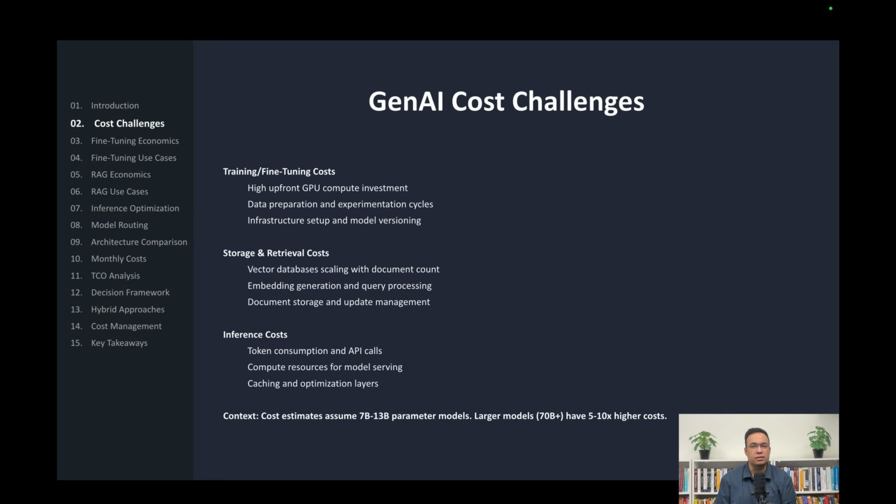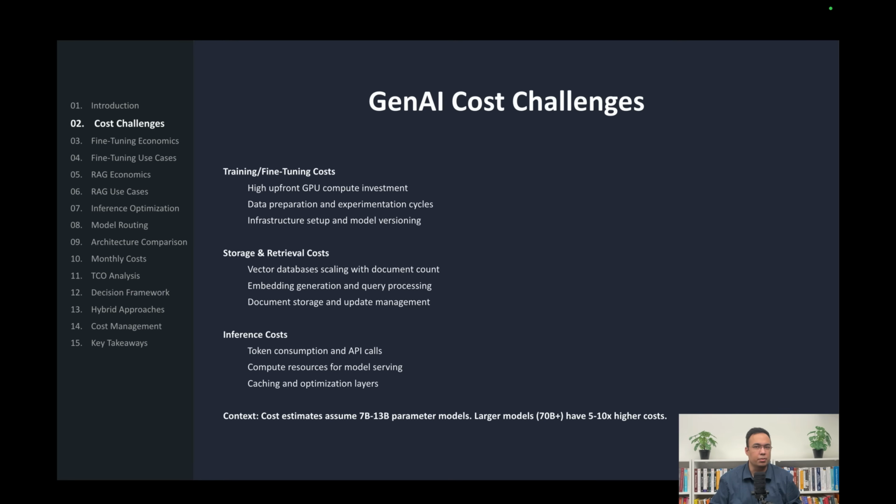The second domain is the storage and retrieval cost. This is particularly relevant for RAG systems. You have a vector database that scales with your document count. The more documents you need to search through, the more storage you will need. And you have embedding generation and query processing costs. Every time a user, let's say, asks a question, you're generating embeddings and doing similarity searches. And you have document storage and update management as well, which involves managing the lifecycle of your knowledge base as it evolves over time.